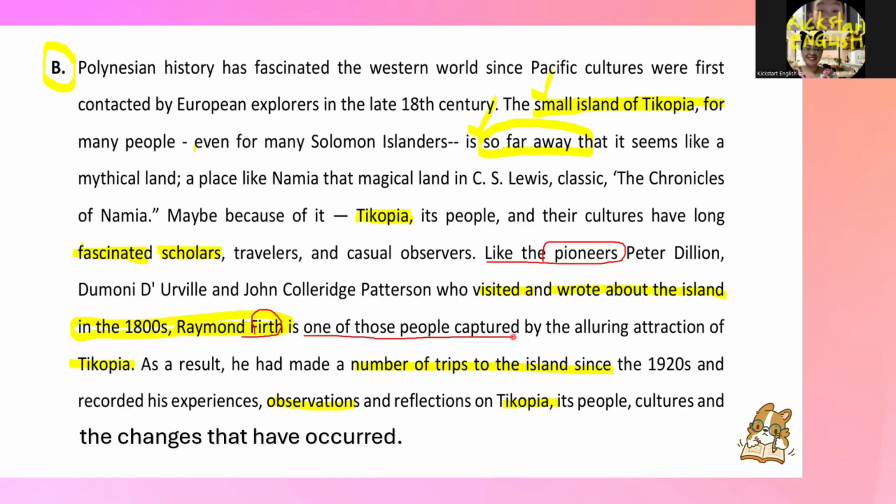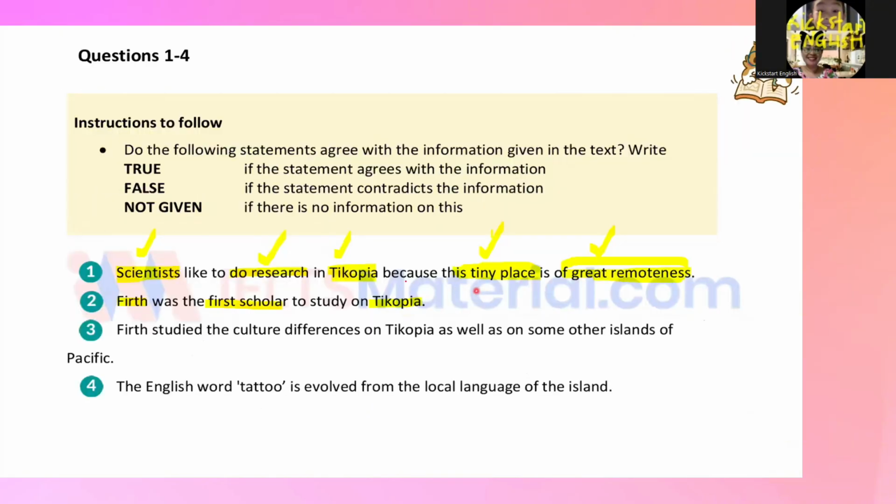Okay, so let's go back to the sentence. Is Raymond Firth the first to study Tikopia? True, false, or not given? The answer is false. Why? Because the pioneers are Peter de Leon, Domani d'Orville, and John Coleridge Patterson. They are the pioneers or the first, and it's not Firth. Therefore, our answer to this item is false. Easy or difficult? It's going easy so far.